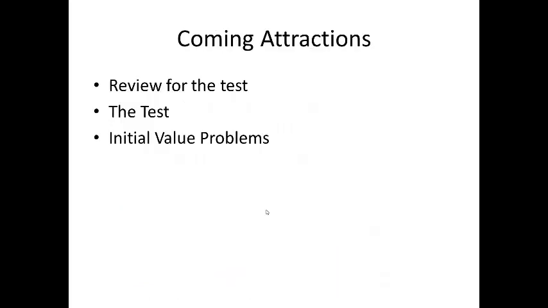So, coming attractions: 1, review for the test, 2, the test, and 3, initial value problems. We'll probably do them in that order, and in particular when we get to these initial value problems, we'll see how not to make bridges in the next chapter.